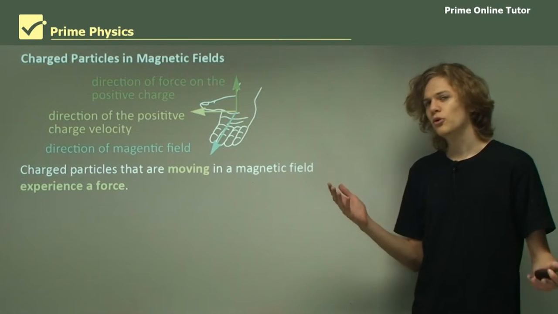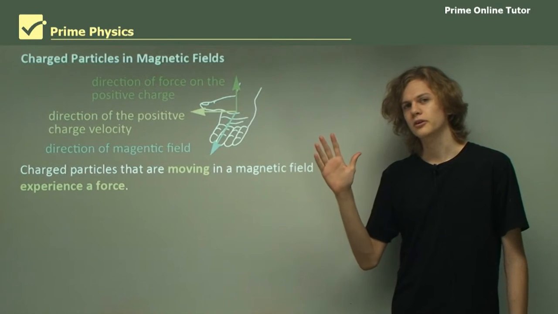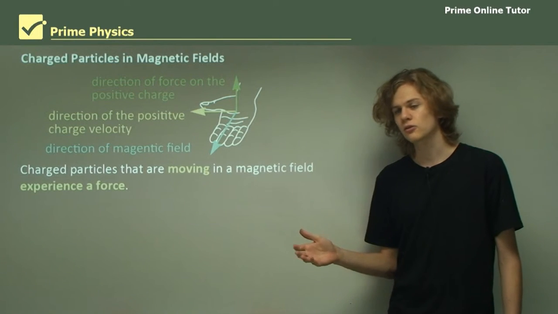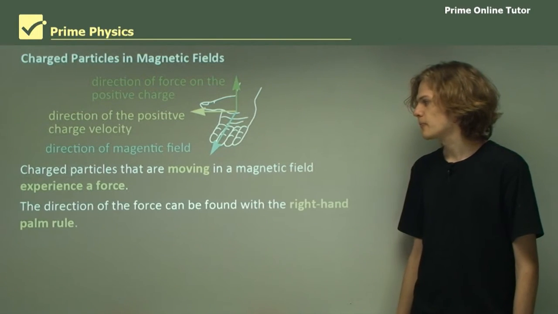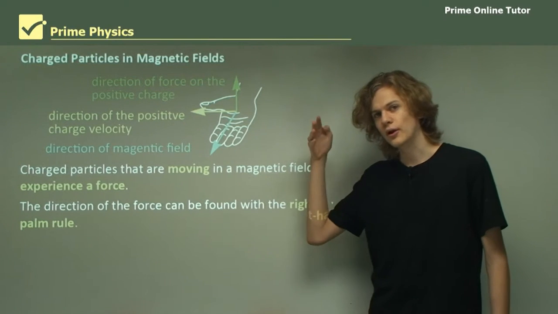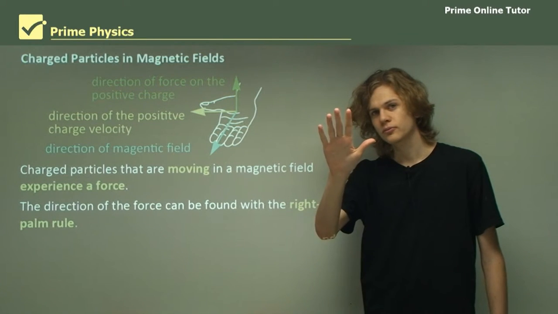Now, in the motor effect, we use the right-hand rule to find out the force on the conductor in a magnetic field. We can use the same thing to find the force on a charged particle in a magnetic field. So once again, the fingers of the hand represent the direction of the magnetic field. The palm represents the direction of the force.